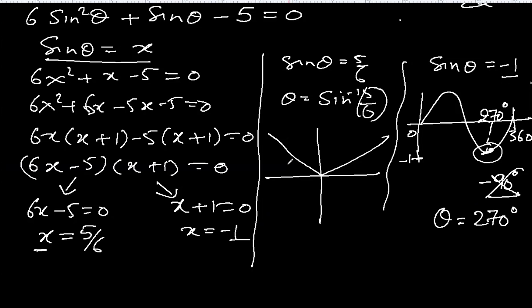Now this is the one where I wanted these acute angles in these two quadrants, and both will be the same. So sine inverse 5 over 6. Let me use my calculator to find this.